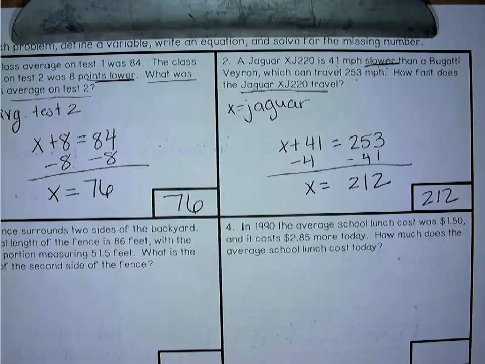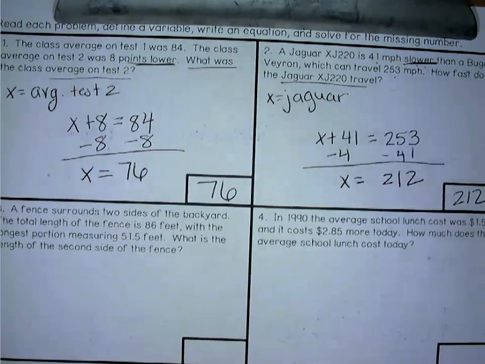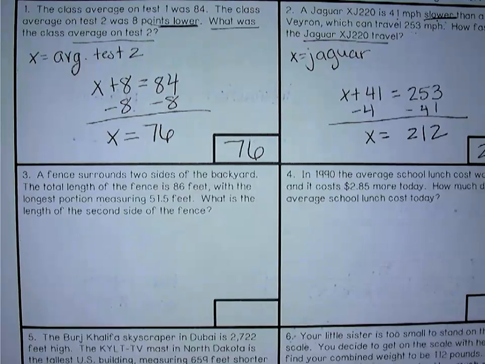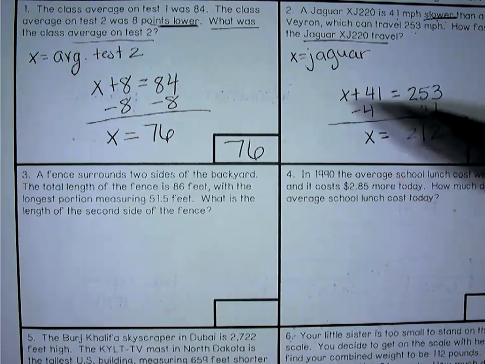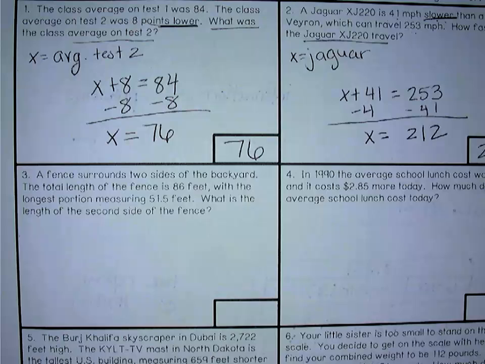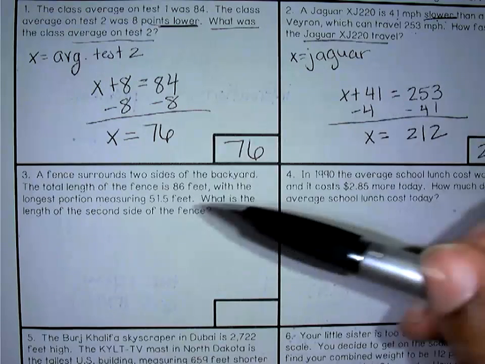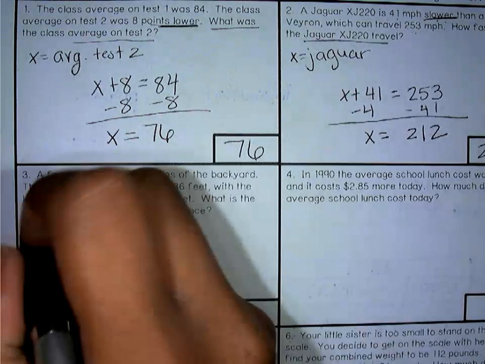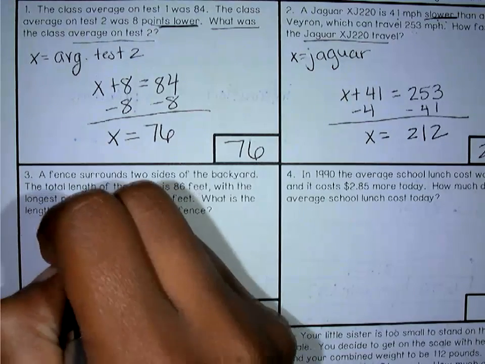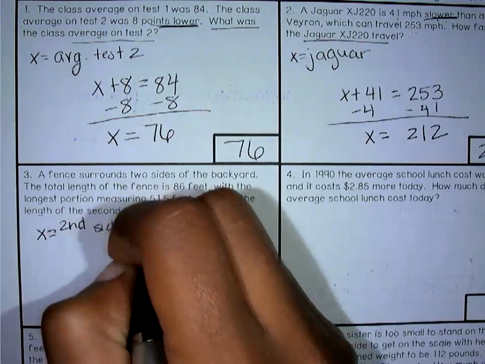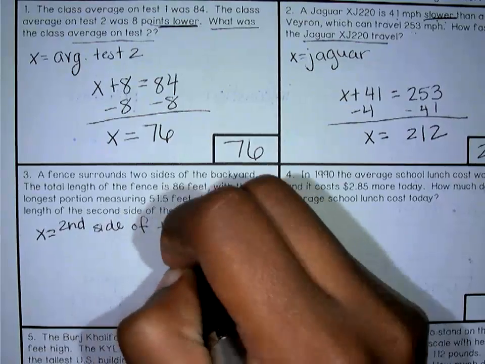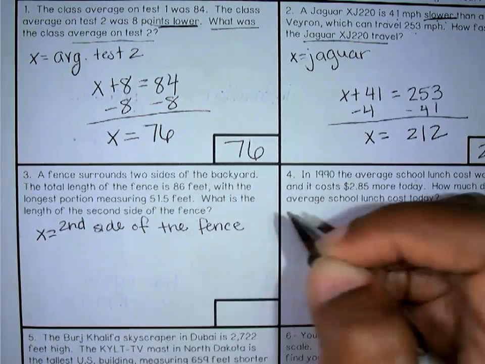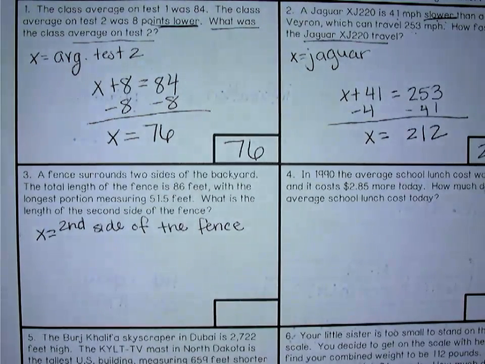All right, and number 3. A fence surrounds 2 sides of the backyard. The total length of the fence is 86 feet, with the longest portion measuring 51.5 feet. What is the length of the second side of the fence? So when you work this out, x is the second side of the fence. Okay, that's what you're trying to find, the second side of the fence.